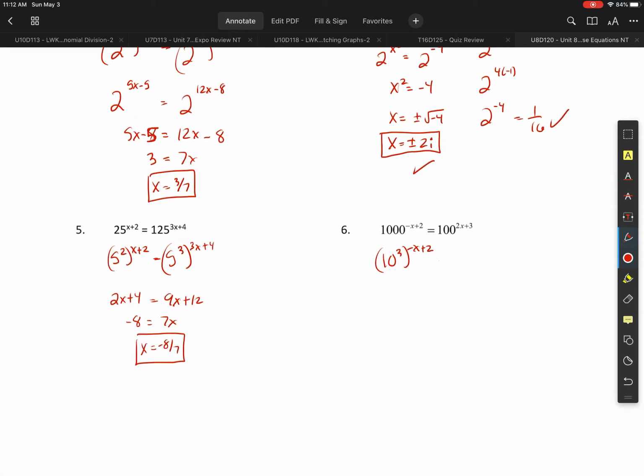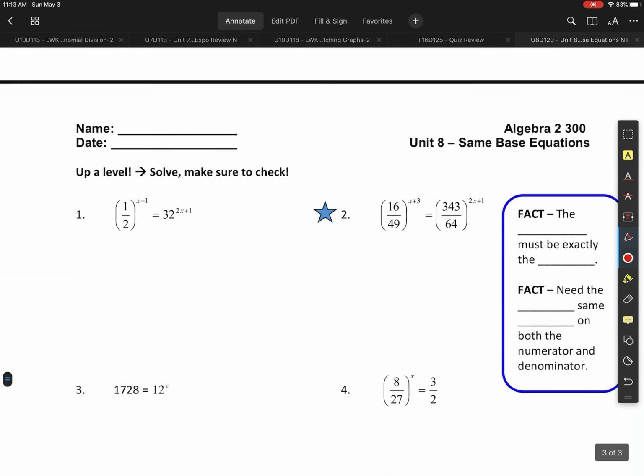All right, this is pretty obvious which row we're looking at. We got that 10 row. 10 to the 3rd to negative x plus 2 equals 10 squared to 2x plus 3. Negative 3x plus 6 equals 4x plus 6. All right, 6's are gone. We're left with x equals 0. And that works. You got 1,000 squared equals 100 to the 3rd. That mathematically makes sense. Every single one of these problems you could check and you will know for sure that your answer is exactly the same.